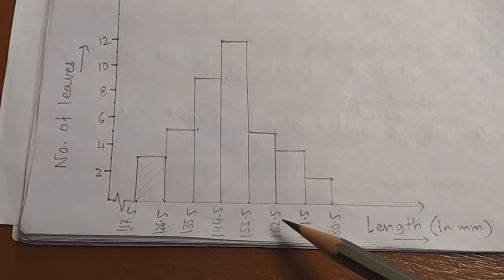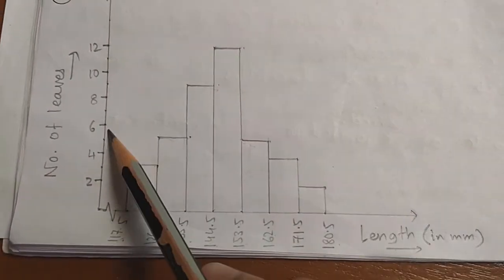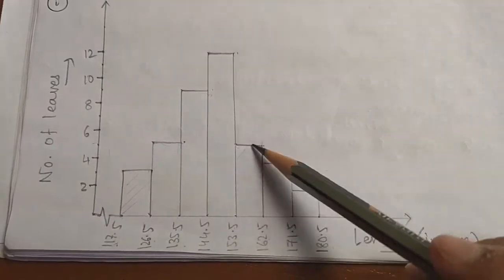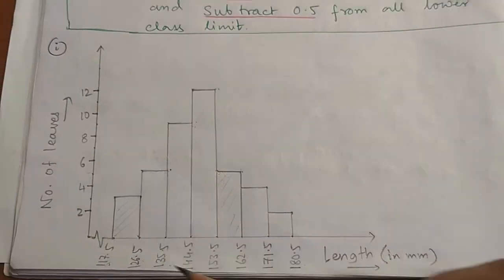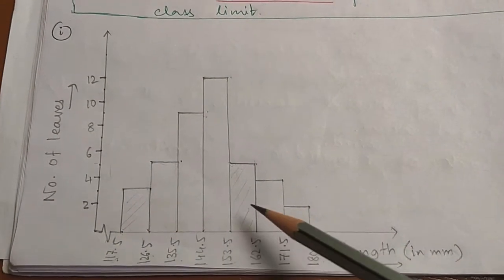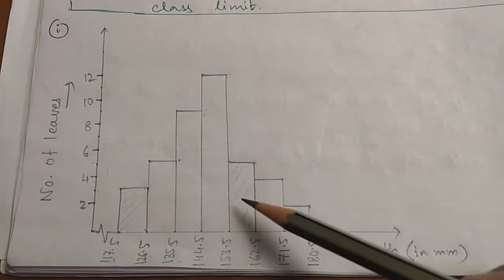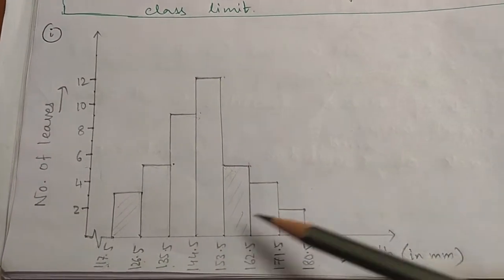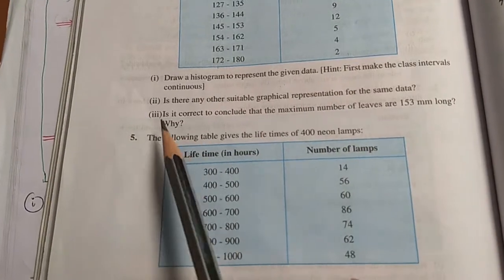153.5 to 162.5. This bar denotes 5. Okay, this is 5, so this denotes the 5. That is the meaning of the histogram. From the graph you can check the frequency of that class interval. Okay, now come to this question.